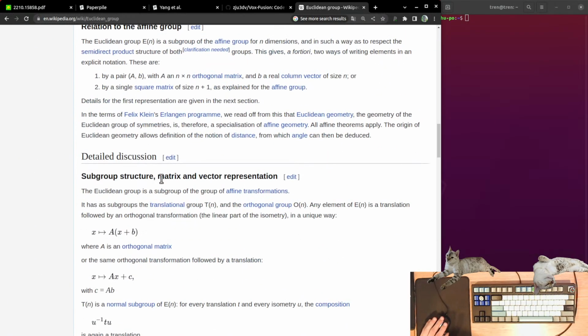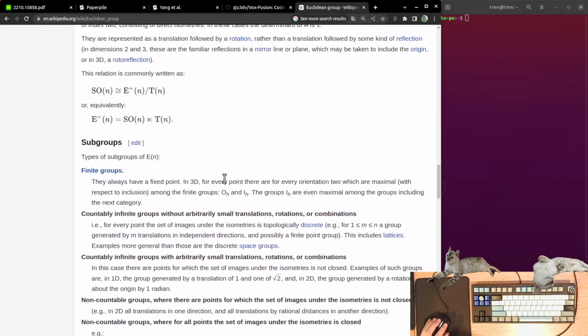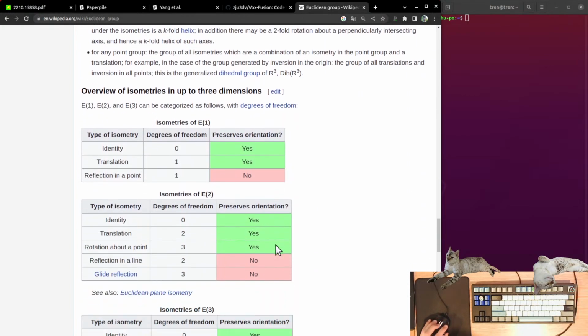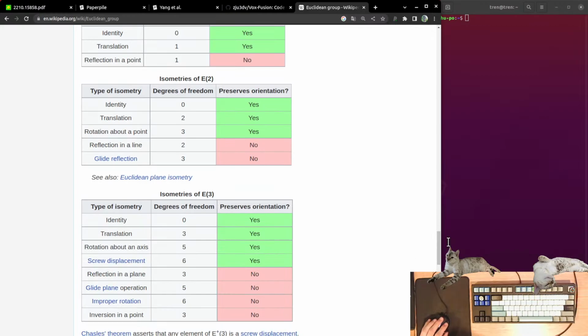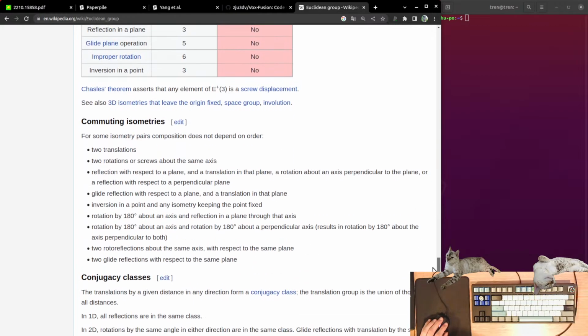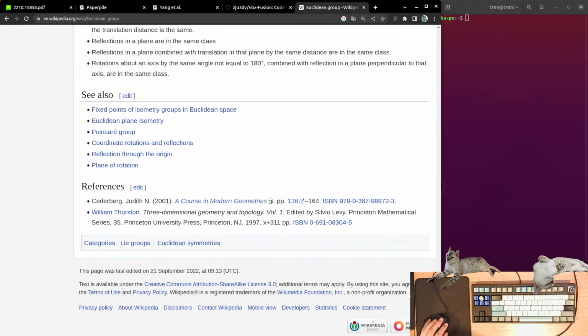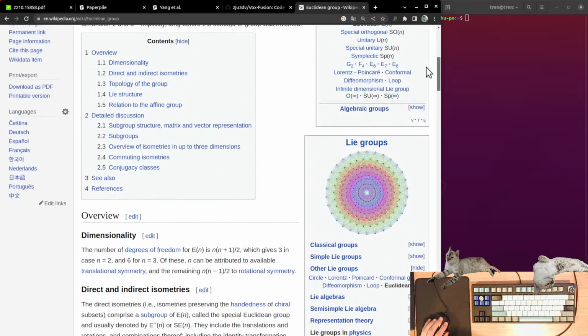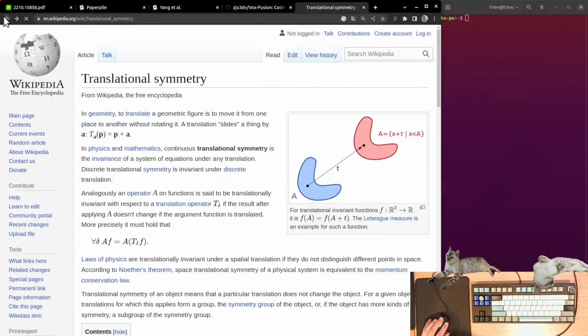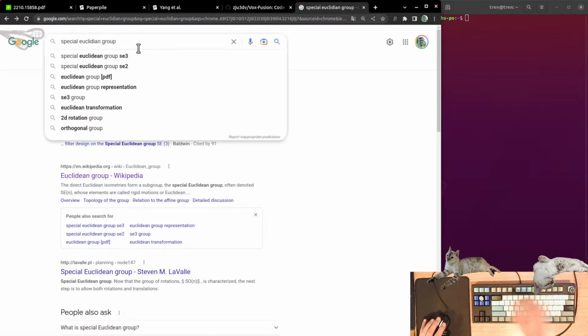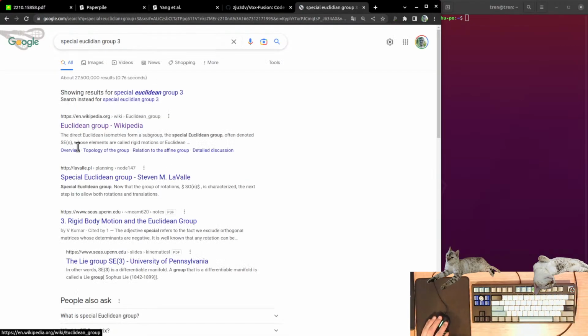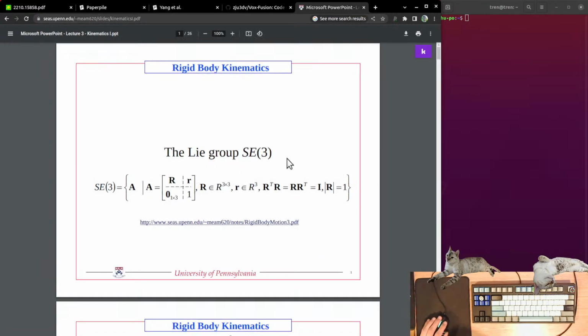So a group is a math construct. It's a definition of kind of things that have specific symmetries and properties and so on. But specifically we want SE3. I think it's translational. No. Special Euclidean Group 3. SE3. Here we go.